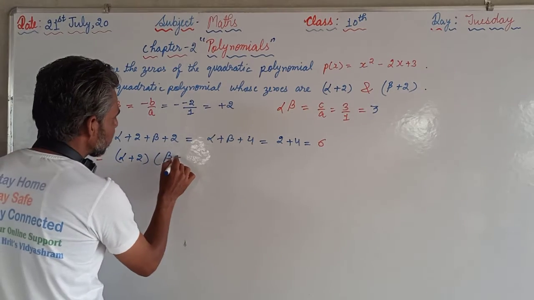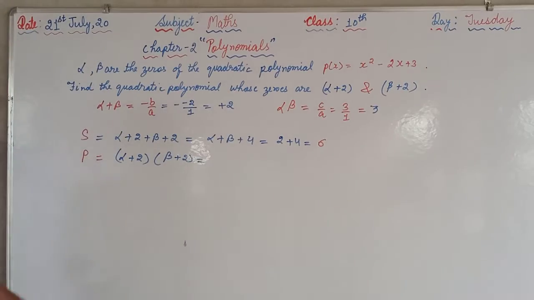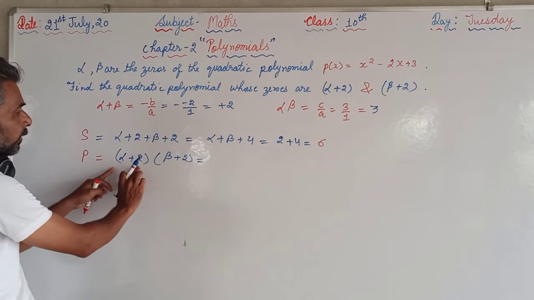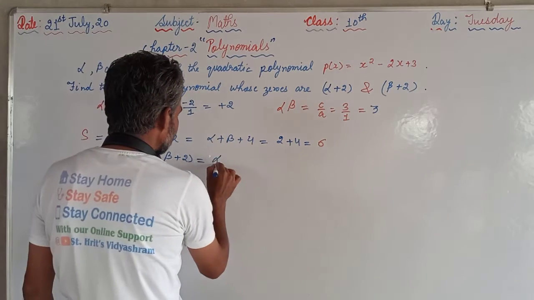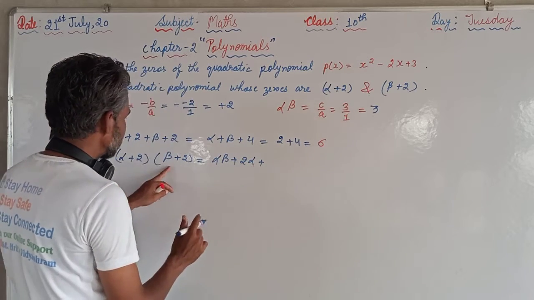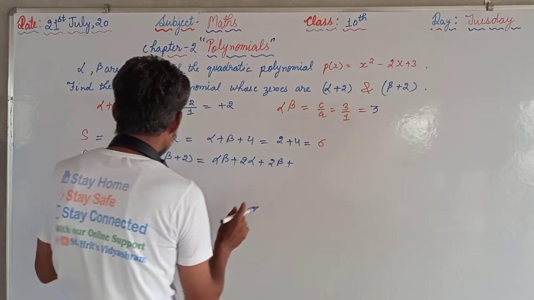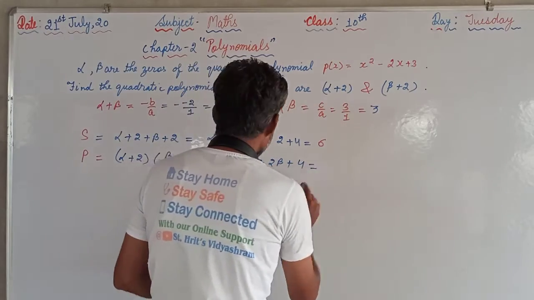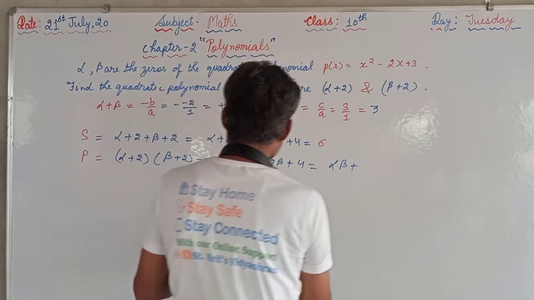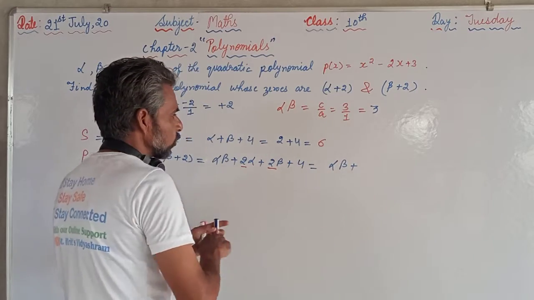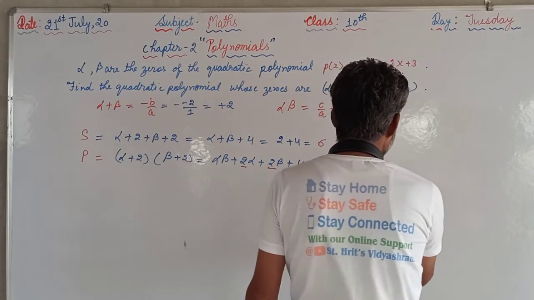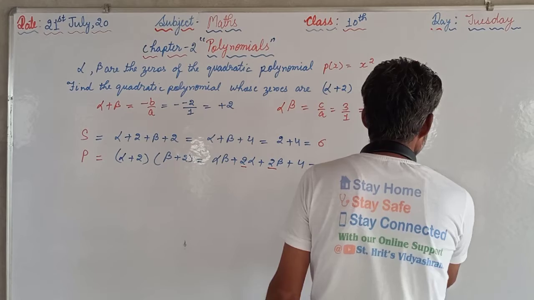At the same time, the product of the roots will be alpha plus 2 as one zero, and the other zero is beta plus 2. Then we are supposed to solve that product. So first of all, we will multiply by alpha, then we will multiply by 2. Alpha into beta, alpha beta, plus alpha into 2, 2 alpha, plus 2 into beta, 2 beta, plus 2 into 2, that is 4. We can again reshuffle that: alpha beta plus, 2 is common from here and here, so we can take out 2, and then there will be alpha plus beta only, alpha plus beta plus 4.